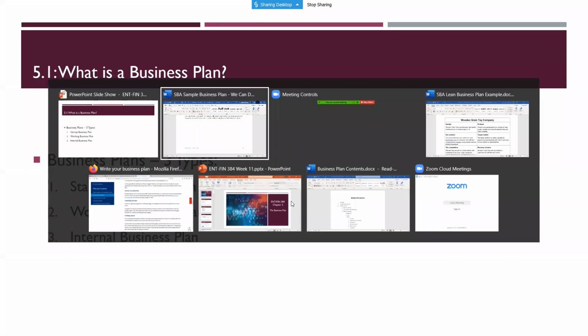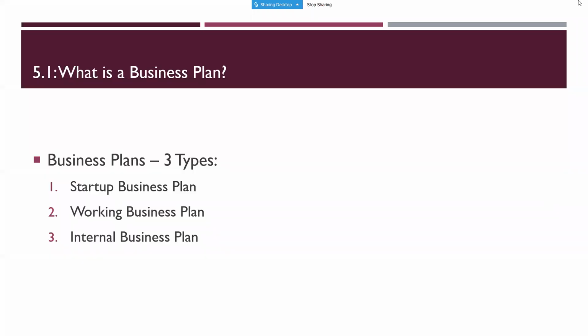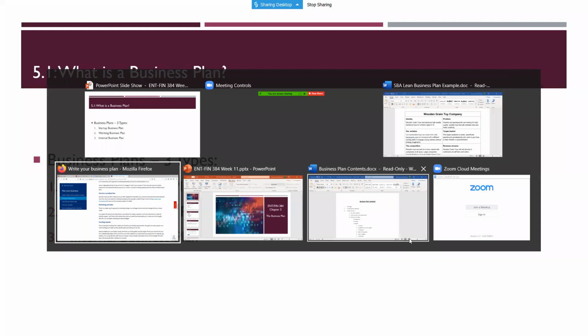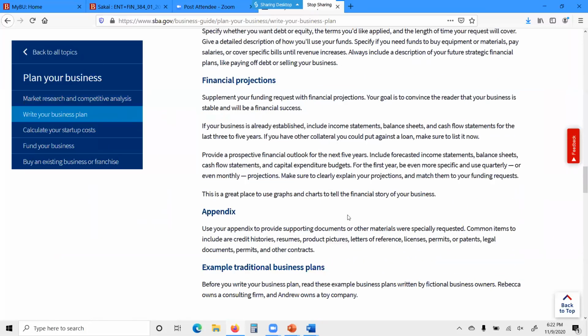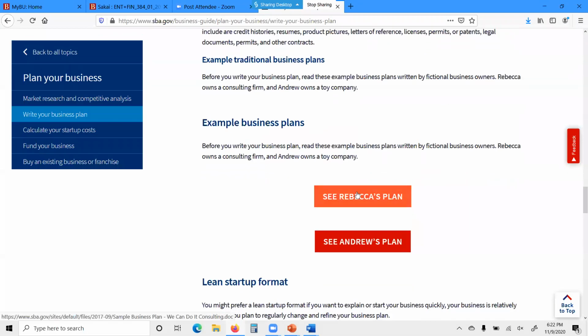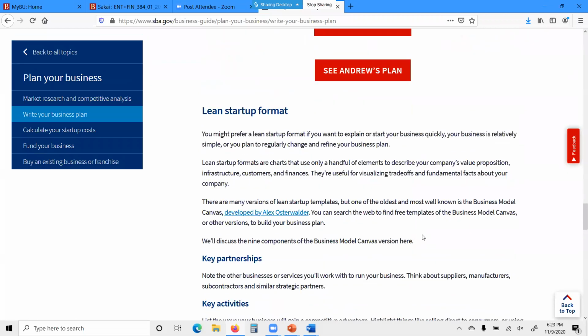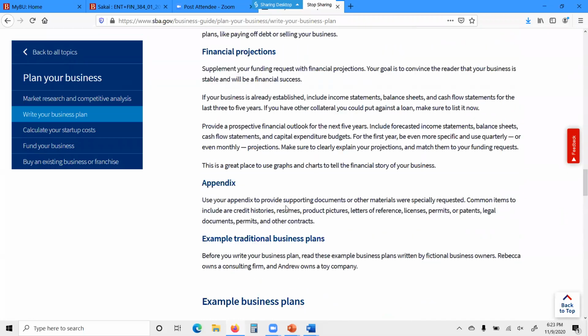Again, that came right off of the Small Business Administration's site about business plans. And these were the examples. That was Rebecca's plan. Andrew's plan was the lean startup format. Okay.